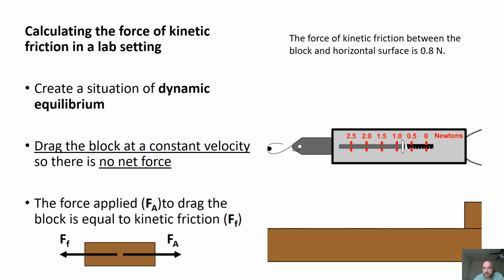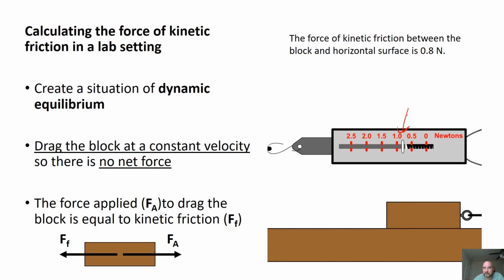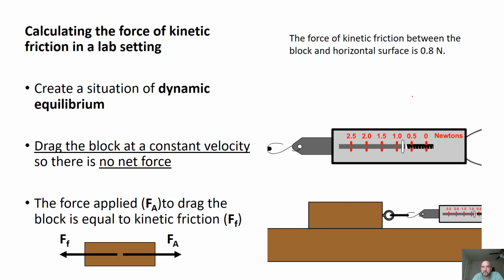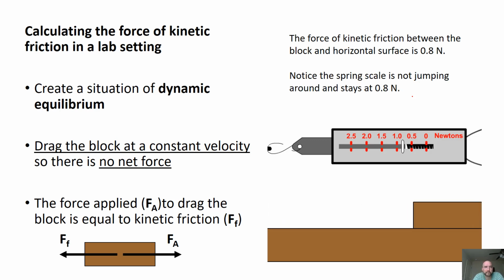In this example, it stopped at 0.8. Once again, this is a continuation of the last one. This is after it's already moving. So it stopped at 0.8 newtons, and that's going to be the force of friction that we have here.